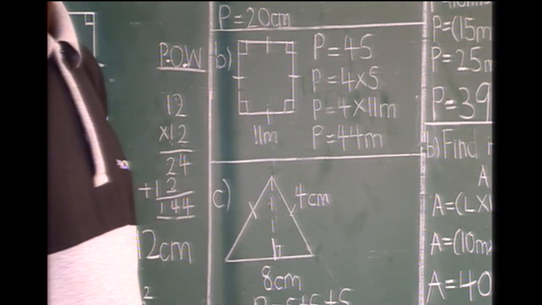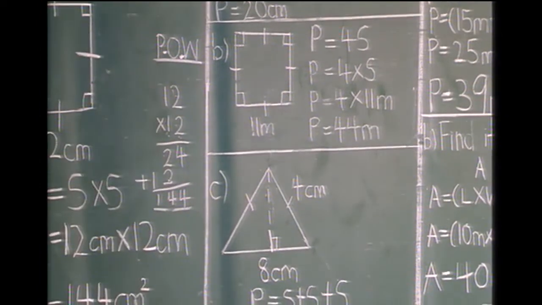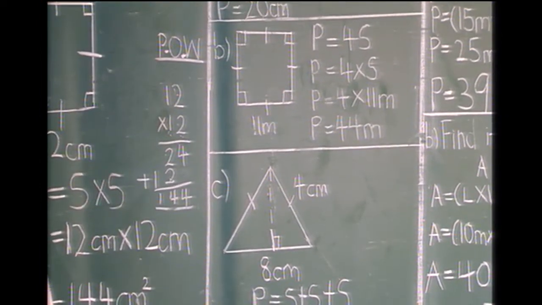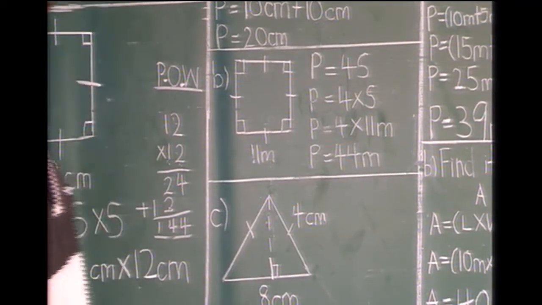For perimeter, you must never put squared. Please note that. For perimeter, leave the units as they are and don't put squared. So perimeter is equal to 44 meters.